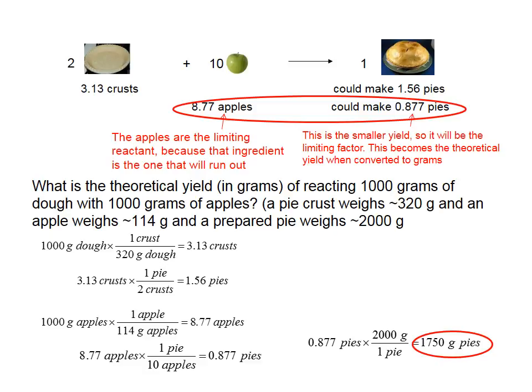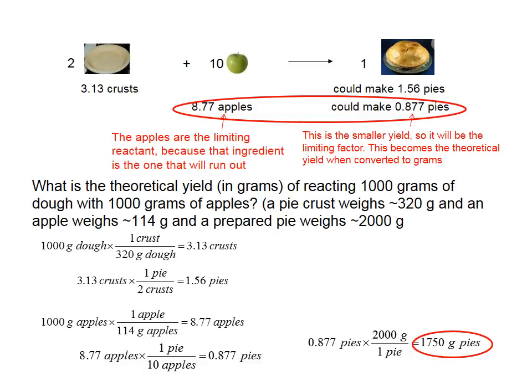So I see now that I have less apples than I do crusts. So I only have enough for 0.877 pies based on the apples. So again, in this case, the apples would run out. The apples would be the limiting reactant, and my theoretical yield would be 0.877 pies.